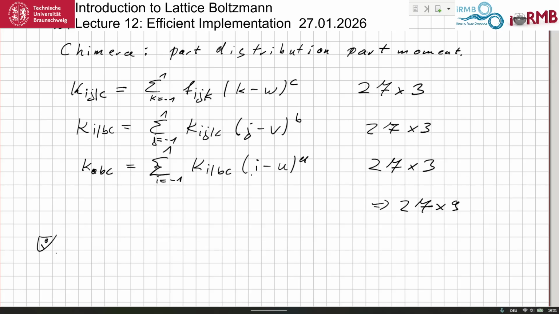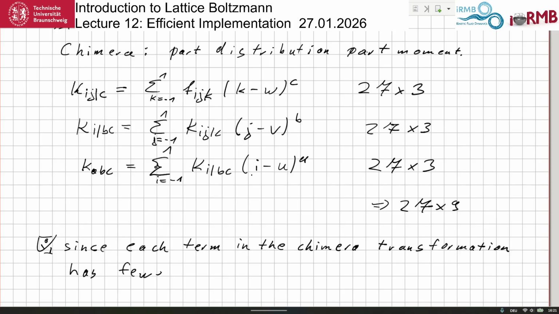So that I can now tell you, maybe just writing this down, since each term in the chimera transformation has fewer operations than in the naive form, the savings are actually larger.